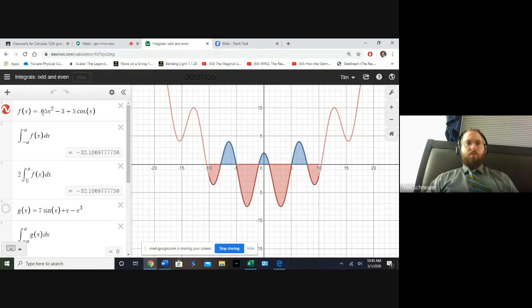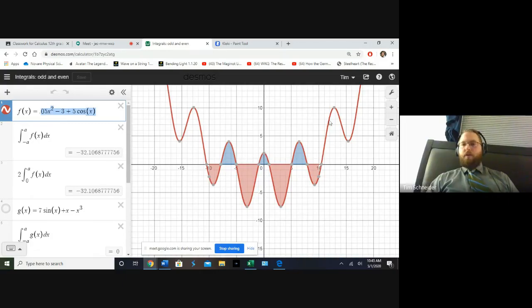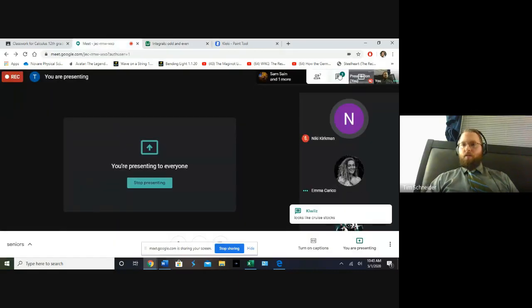So here I have this silly function where it's an even power of x and then an even power of x. X to the 0 is even. And then a cosine. And as you can see, it's an even function. It's perfectly symmetrical around the y-axis.